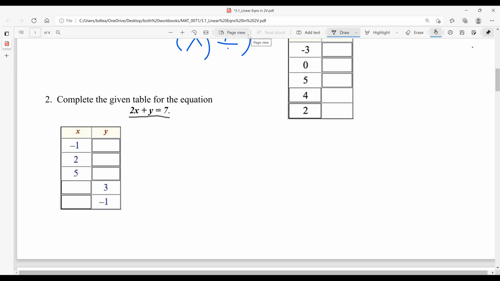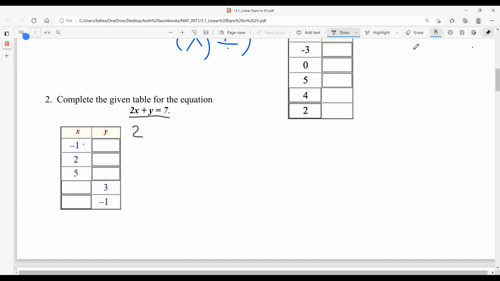So if we take 2x plus y equals 7, again, we're going to substitute, make 1, 2, 3, 4, 5 brief equations so we can find the missing coordinate. We're going to substitute x in for -1, for 2, and for 5. Then we're going to use the same equation and substitute y in for 3 and -1. I'm going to see if I can use this space here.